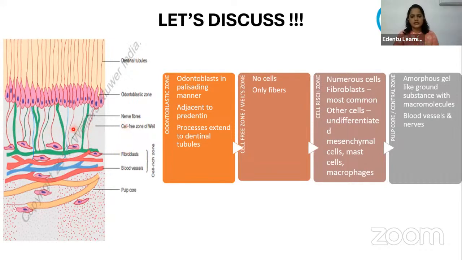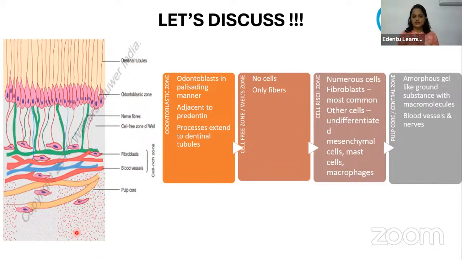Then underneath it you have the cell-rich zone. In the cell-rich zone, you will see more cells, like fibroblasts, undifferentiated mesenchymal cells, mast cells, and macrophages. Now, below the cell-rich zone, you have the pulp core, or the central zone. The central zone is filled with lots of blood vessels and nerves, and it also has an amorphous gel-like substance in it.